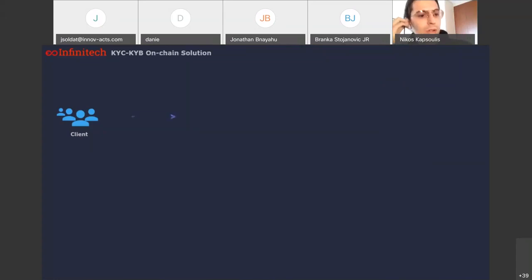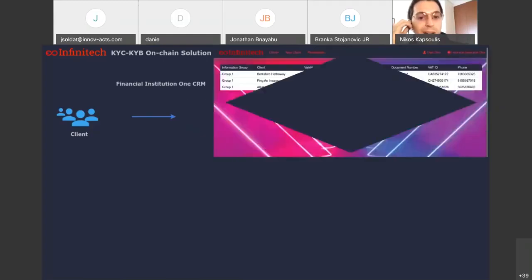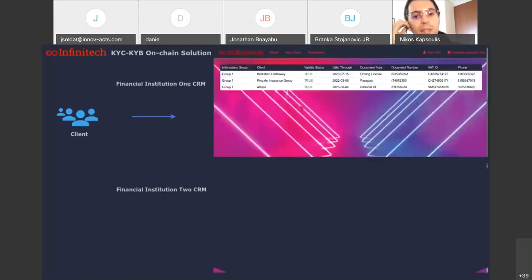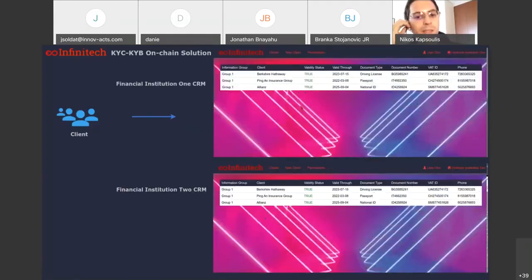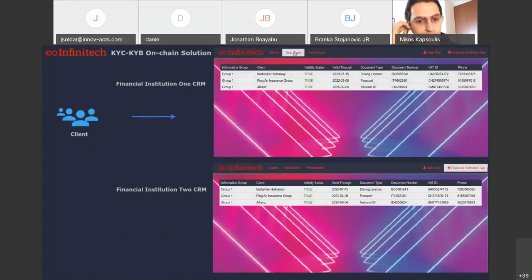In our solution, customer data is shared on an invitation-only blockchain infrastructure where each financial company accesses the data through their dedicated CRM interface. Information groups, such as Group 1, define the way data is organized and shared on the underlying blockchain infrastructure. In the beginning of our case, both financial institutions 1 and 2 had the same view of the data, while the first institution owns the permissions of Group 1.